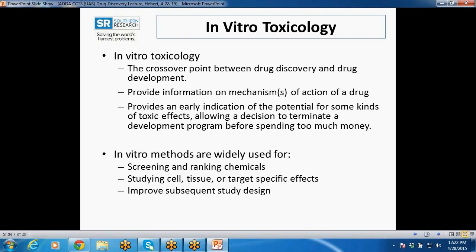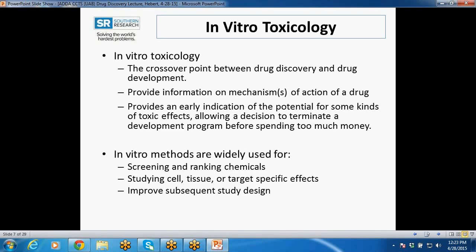So in vitro methods are widely used for, first of all, screening and ranking chemicals. When you have a bunch of different candidates, you want to have a way of, first of all, saying which ones of these may in fact be efficacious and discard the ones that don't. And then once you have a smaller subset of candidates that do seem to do what you want them to do, you need to rank those in terms of which are the most efficacious, which ones maybe have some indicators of toxicity, which ones have the best chance of making it all the way through. Sometimes, frankly, that decision is a financial one, as well as a decision based on efficacy or toxicity.